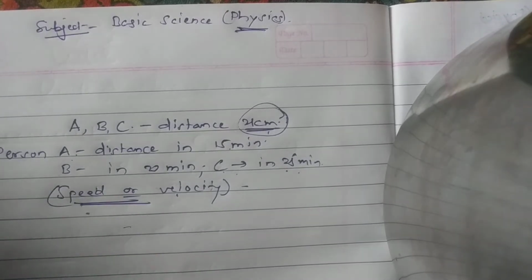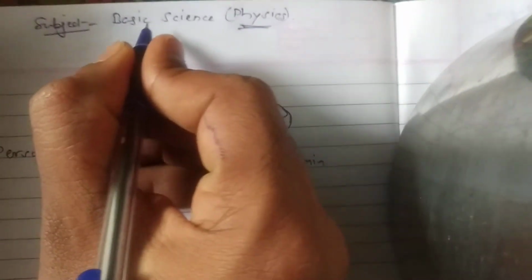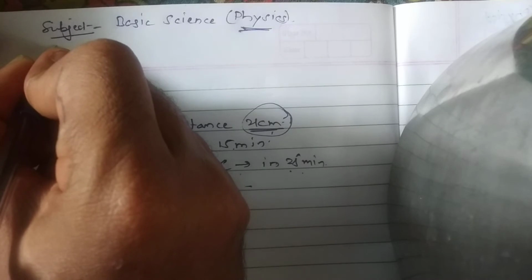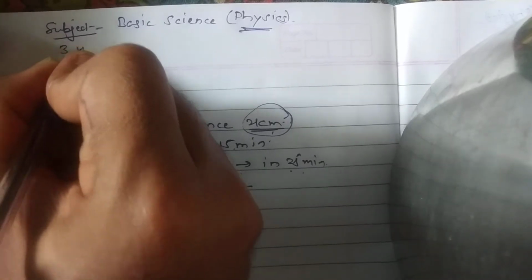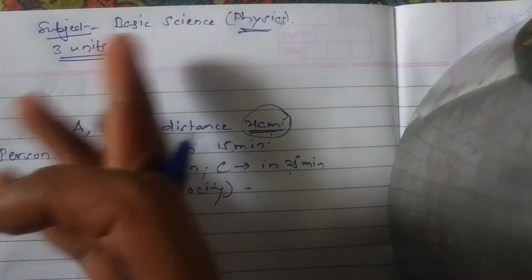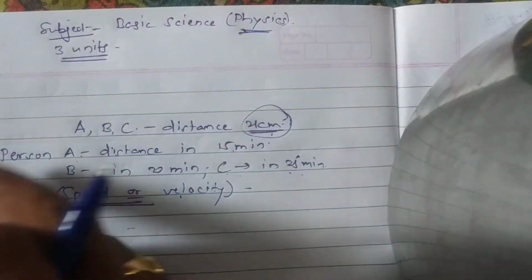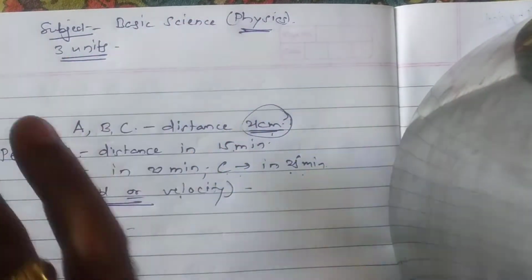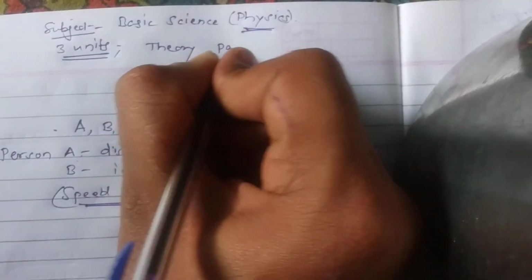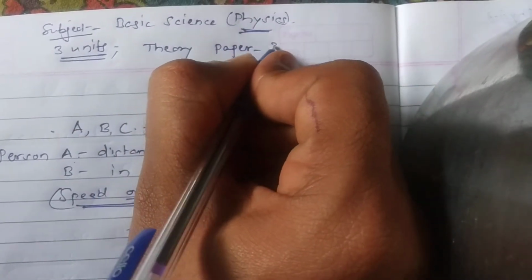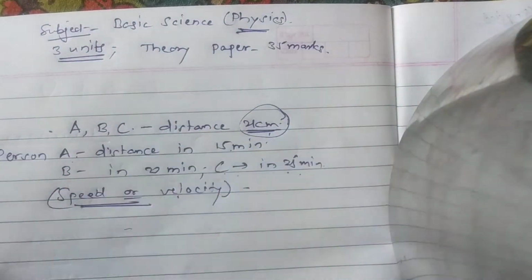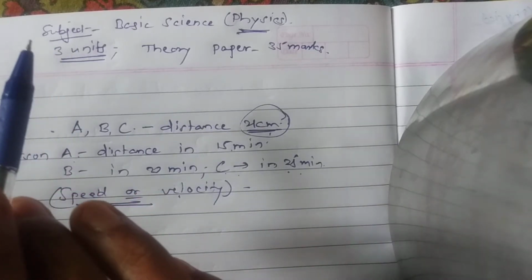Okay, so let me just start. The subject is basic science, physics. There are 3 units of physics and 3 of chemistry. The examination structure will be the same in chemistry as it is in physics. The theory paper will be of 35 marks for physics and 35 marks for chemistry, so the total theory paper is of 70 marks.